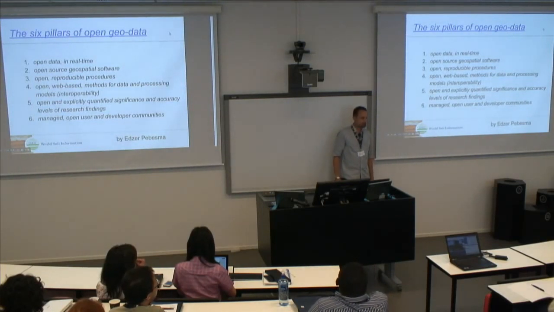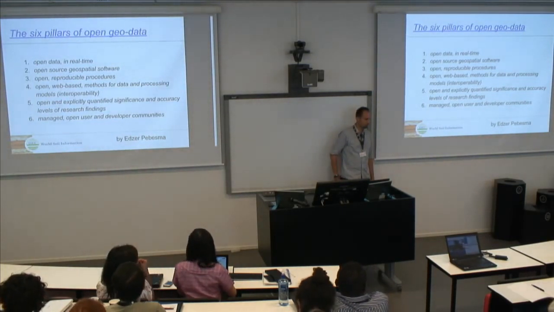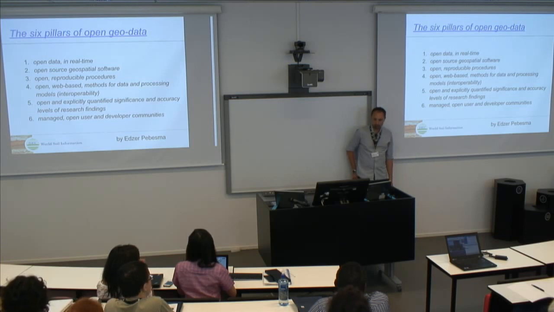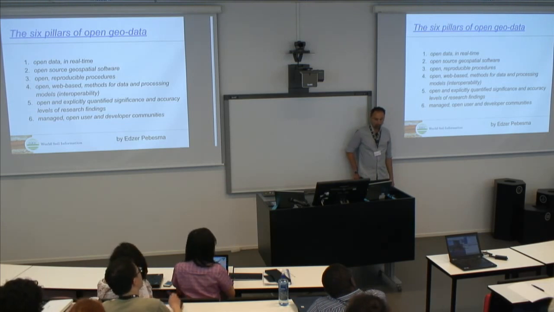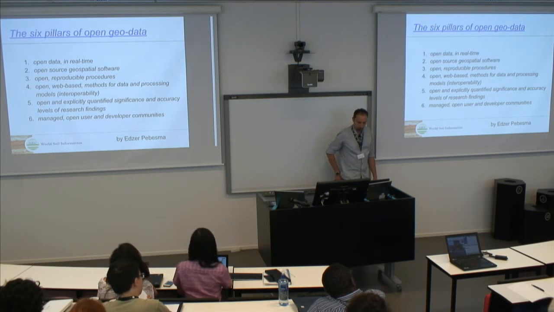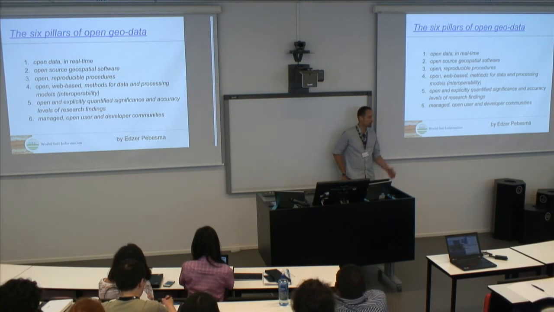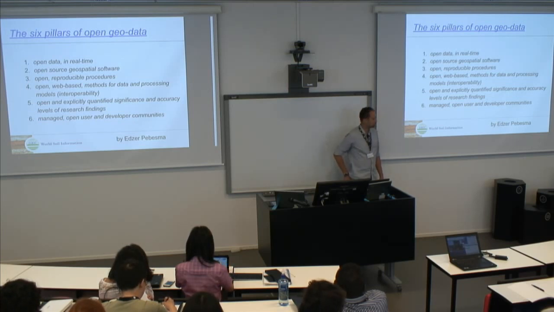I like to put this slide. This is from Edzer's inauguration talk in Münster, and this is also my benchmark for my work a lot, so I like to put the 6 pillars of open geodata. Open data in real time, open source software, open reproducible procedures, open web-based methods for data and processing models. Then take care of the uncertainty, put the uncertainty in the modeling and produce uncertainty as data, and then manage open user and developer communities. So I try to follow this as much as I can.